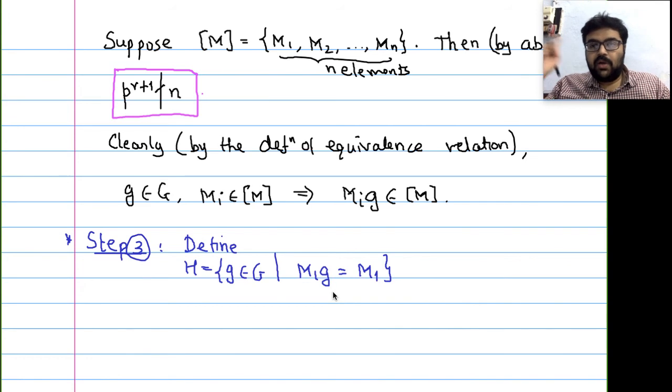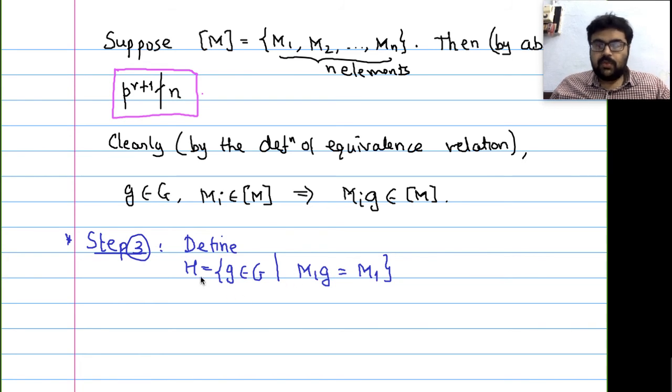We wanted a subgroup of order p power alpha. This is how we are going to show eventually that this is a subgroup. So m1g equals m1. We are interested in only those g, right? Okay, so now is it non-empty? H, first of all, we have to show it is a subgroup. We have to show that it is non-empty, right? So of course it is non-empty.